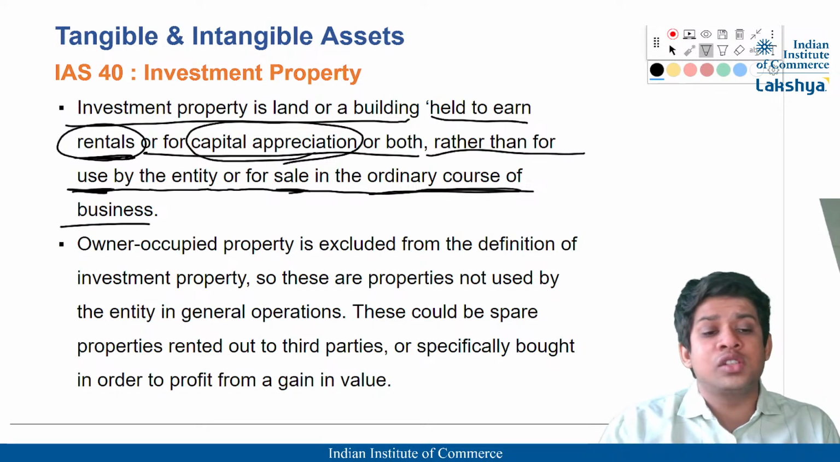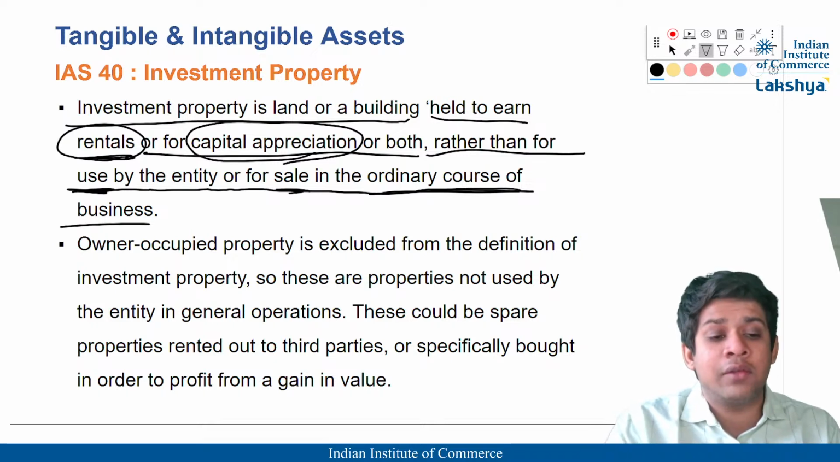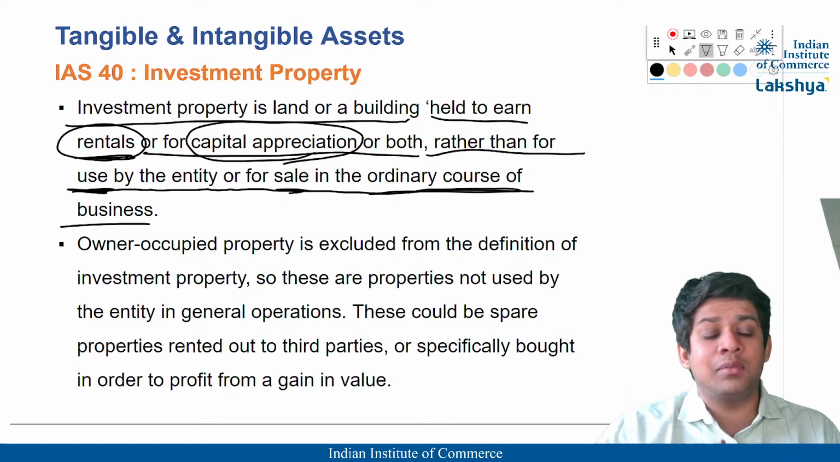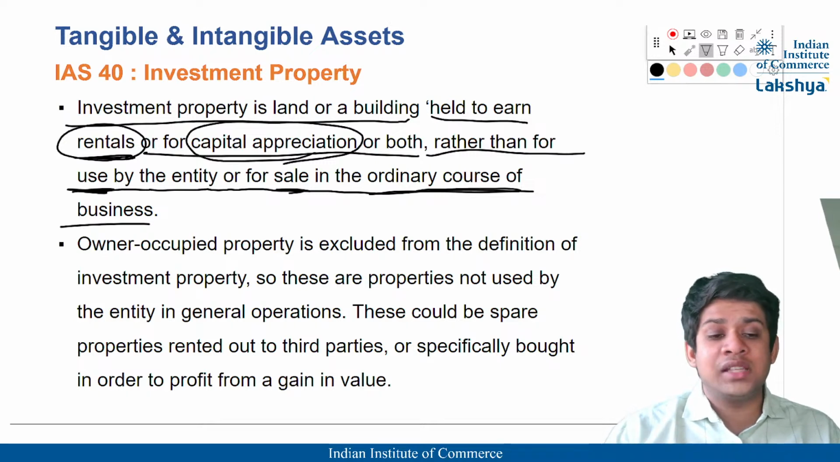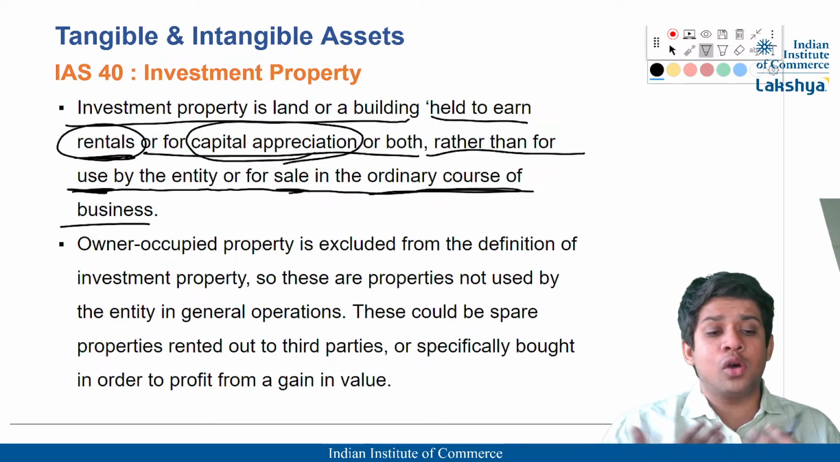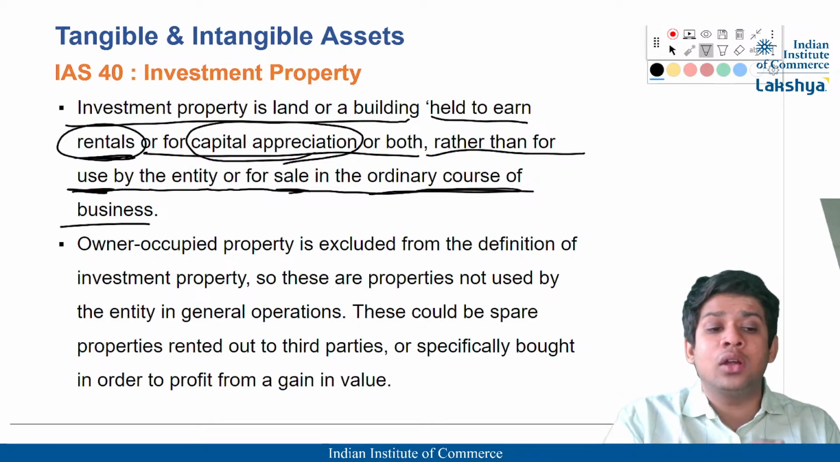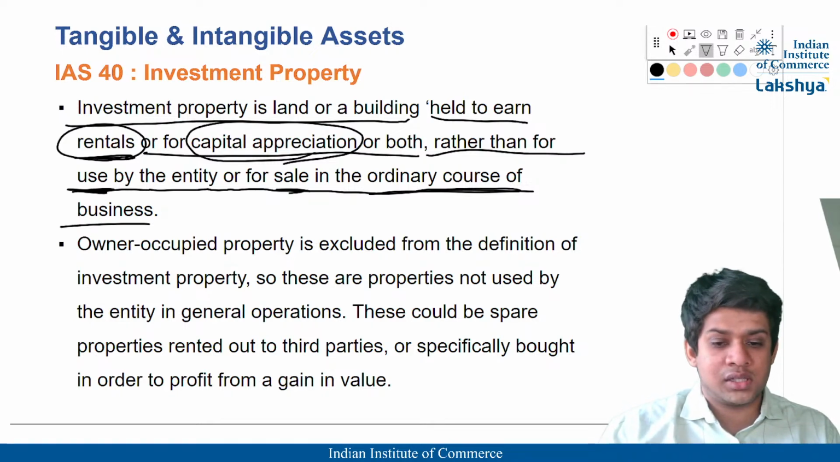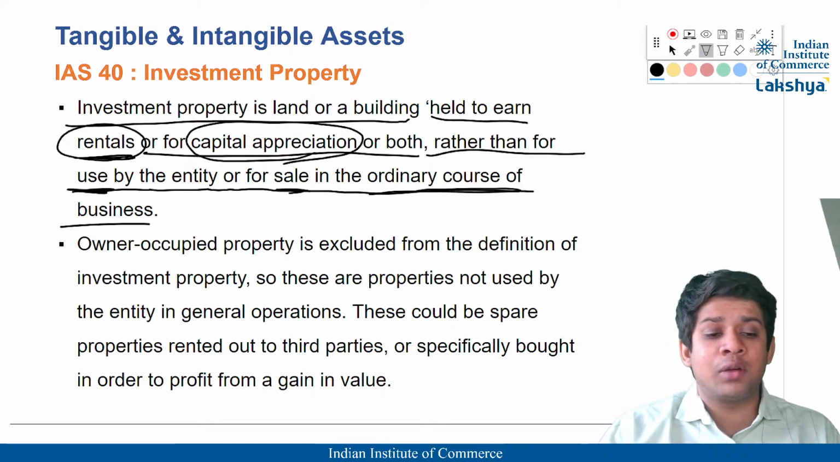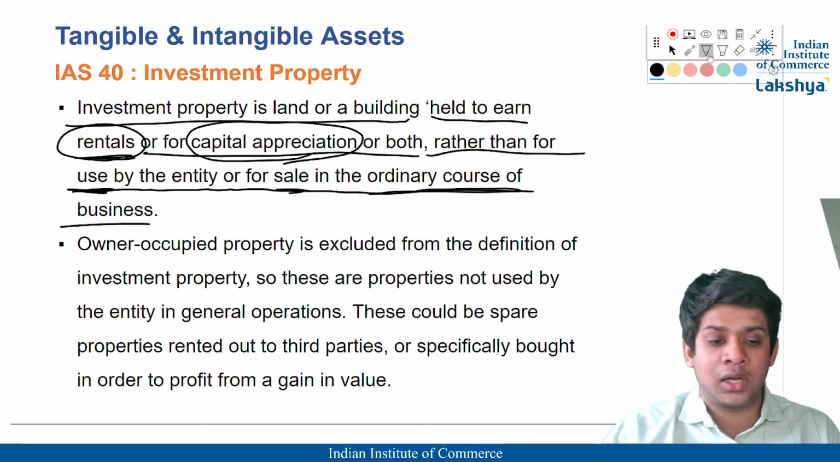Because it is my ordinary course of business to give out hotel rooms to people for a 1 day, 2 day rent. That is my business. That is my administrative activity and that is not my investment property. Okay. So always keep in mind any investment property is only the land and building which is held for earning rentals or for capital appreciation rather than for my own use or for sale in the ordinary course of business. Okay. So if my business is to give out properties, then that property becomes my inventory. It does not become my investment property.